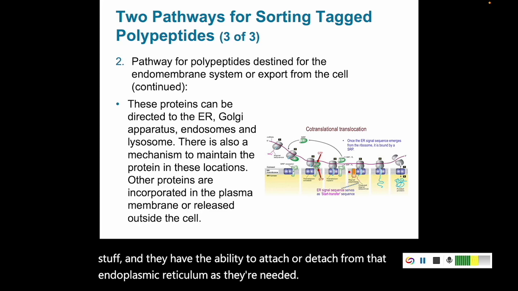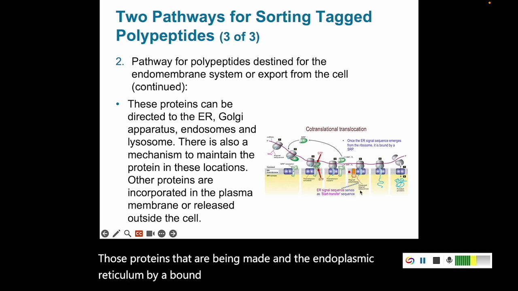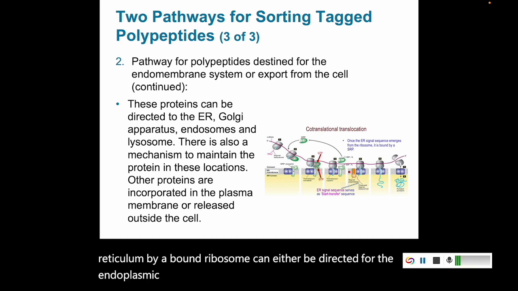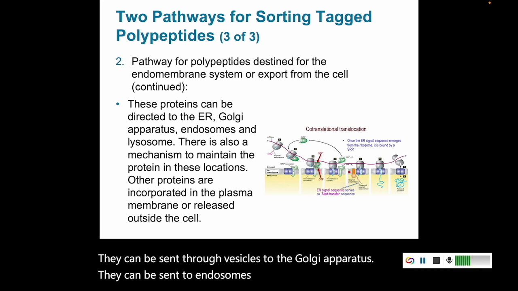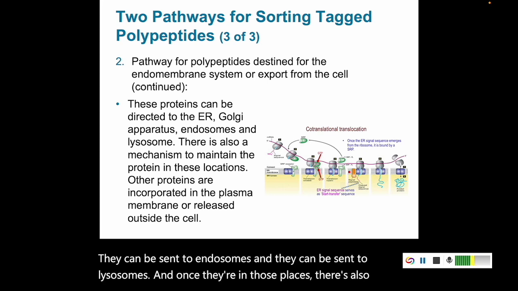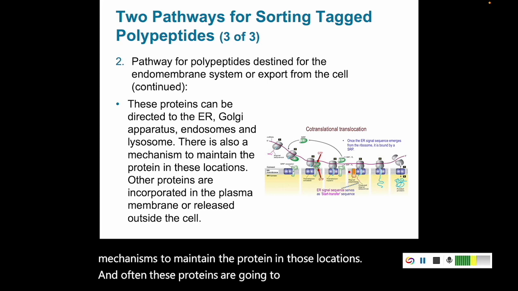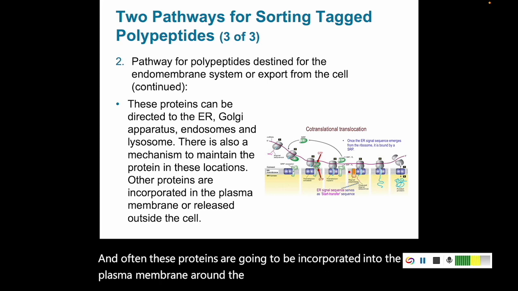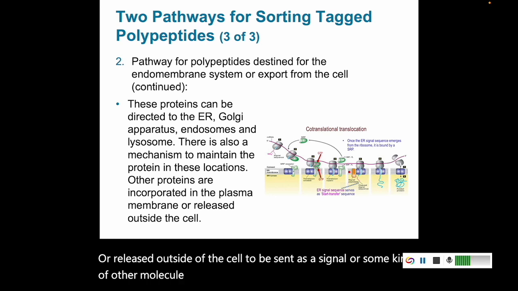Those proteins that are being made in the endoplasmic reticulum by a bound ribosome can either be directed for the endoplasmic reticulum. They can be sent through vesicles to the Golgi apparatus. They can be sent to endosomes, and they can be sent to lysosomes. And once they're in those places, there's also mechanisms to maintain the protein in those locations. And often these proteins are going to be incorporated into the plasma membrane around the cell or released outside of the cell to be sent as a signal or some kind of other molecule used outside of the cell that made it.